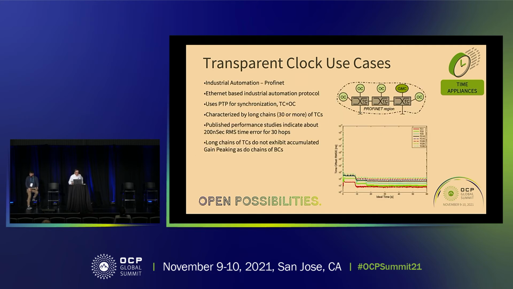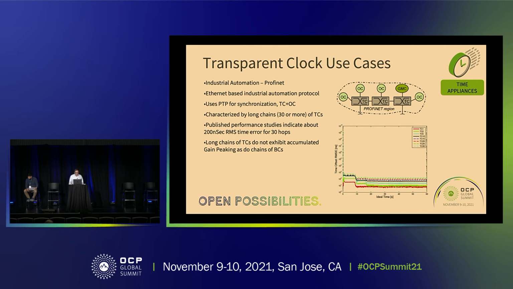Another very well-known use case is in industrial automation, where the deployment model is one where you have TC plus OC. The propagation of sync messages is done using the transparent clock, and any node that wants to recover time attaches itself to this transparent clock and performs clock recovery. So propagation of synchronization is done across a chain of transparent clocks, and every local node can recover time by being an OC attached to one of the ports of that transparent clock.